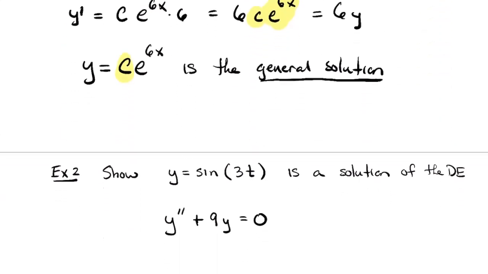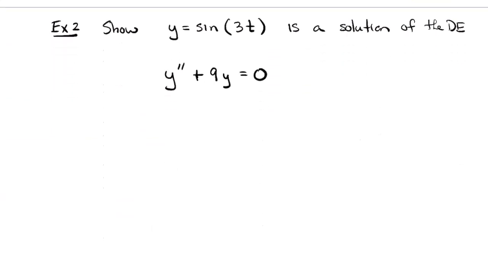Okay, some more terminology. Let's practice a little bit more here. Same kind of example. I want to show that y equals sine 3t is a solution of the differential equation y double prime plus 9y is 0. So here the input variable is not called x, it's called t.